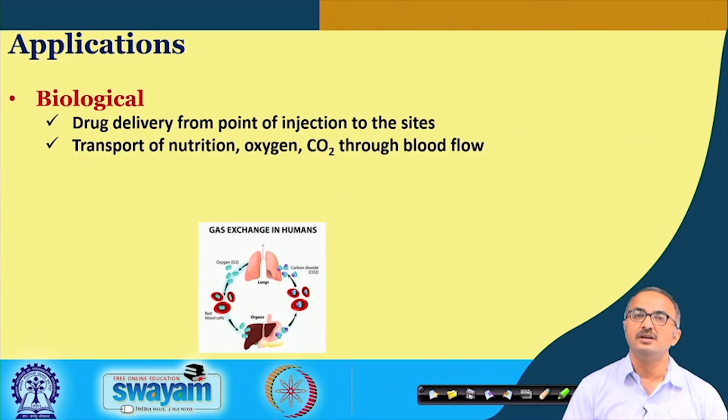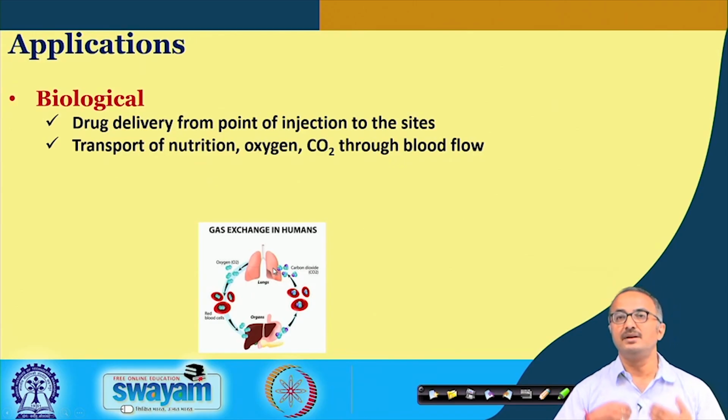Then transport of the nutrition, oxygen, carbon dioxide through blood flow. In this particular picture you can see how the lungs, where oxygen and carbon dioxide get exchanged, are performing. Here the oxygen is going through the blood cell and passing through the various organs, carrying all the excretory components, and ultimately the carbon dioxide is getting into the blood, and oxygen is going to our body, and ultimately it is going to the lungs and being exhaled out.